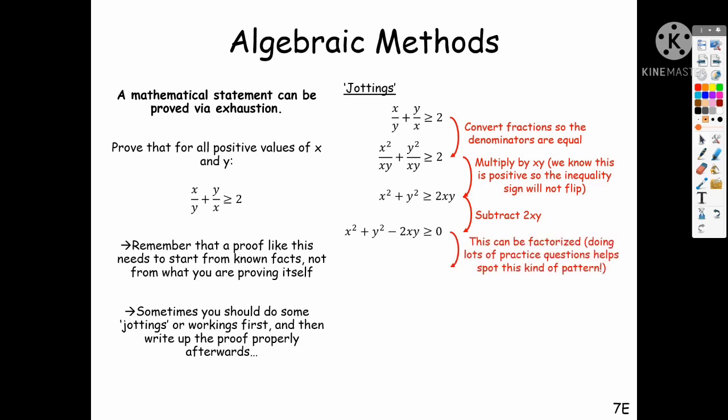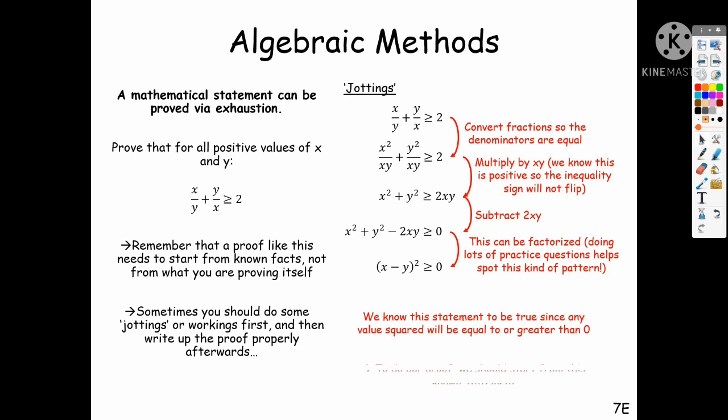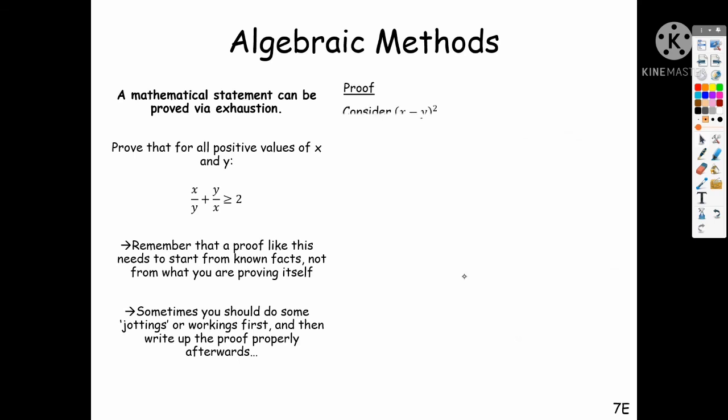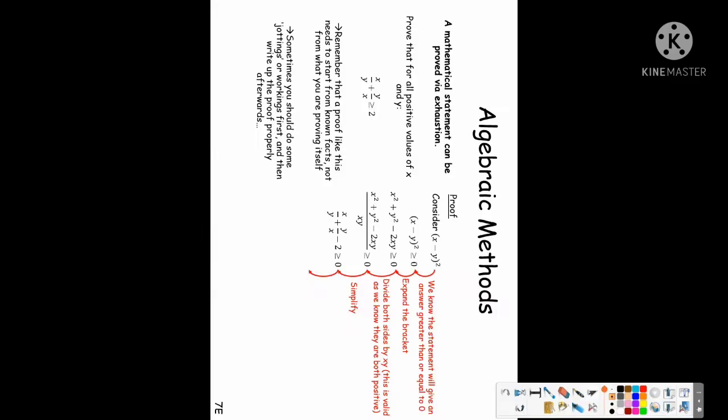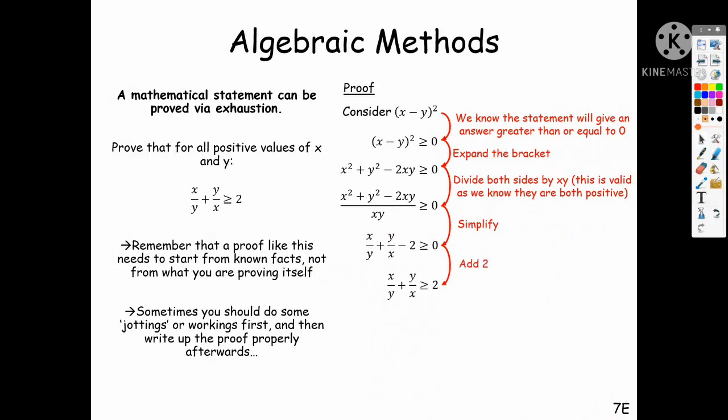This can be factorised. Lots of practice questions help spot this kind of pattern. So I get x minus y all squared. We know the statement to be true since any value squared will be equal to or greater than 0. To do our proof, we should start from this known statement. So I actually labelled it proof this time. So these are the steps in reverse, in other words. And I get my lovely solution. We have therefore proved the statement starting from a known fact. Ideally, very important.